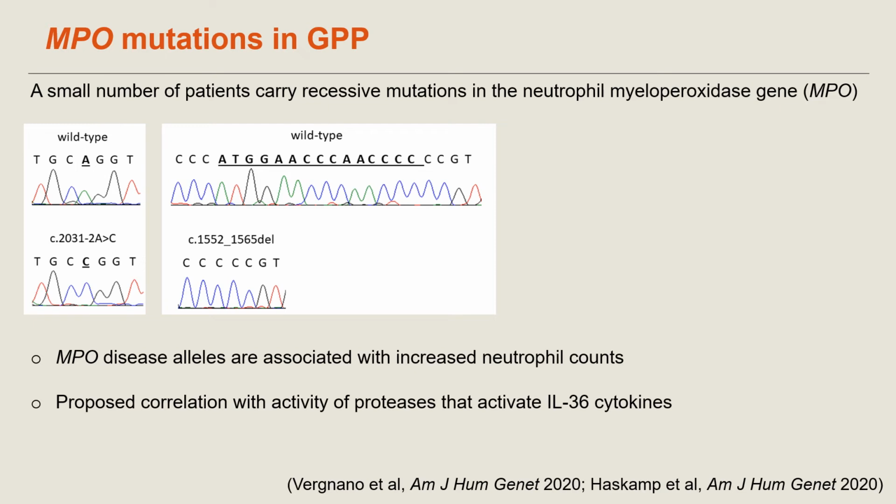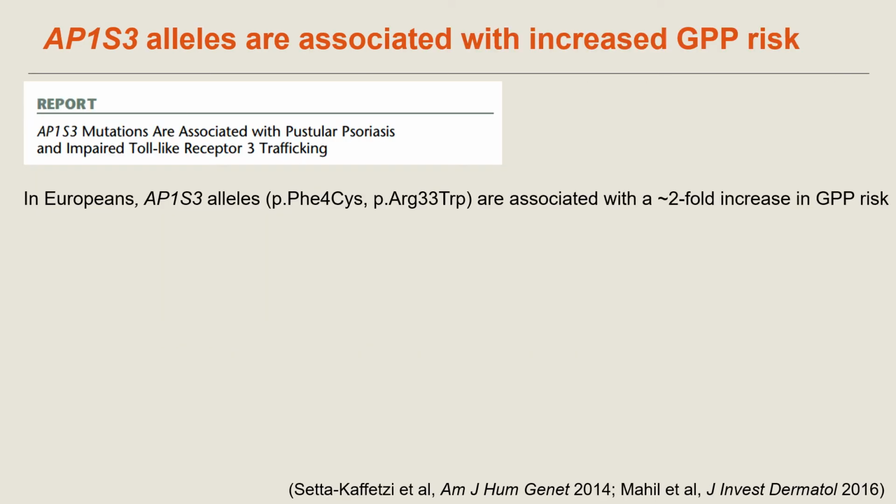So these mutations that I've just described to you, mapping to IL36RN and MPO, are recessive alleles, and we consider them, as I mentioned at the beginning, sort of monogenic mutations. However, over the years, we've also found alleles that are not sufficient to cause disease, but can increase the risk of GPP. And for example, this is the case for these two variants that map to the AP1S3 gene and which are associated, we think, with roughly a twofold increase in GPP risk.